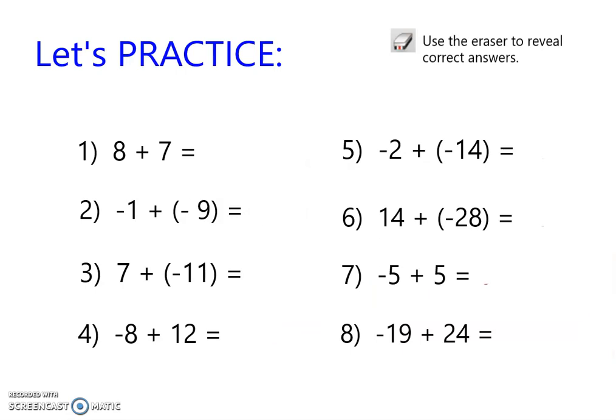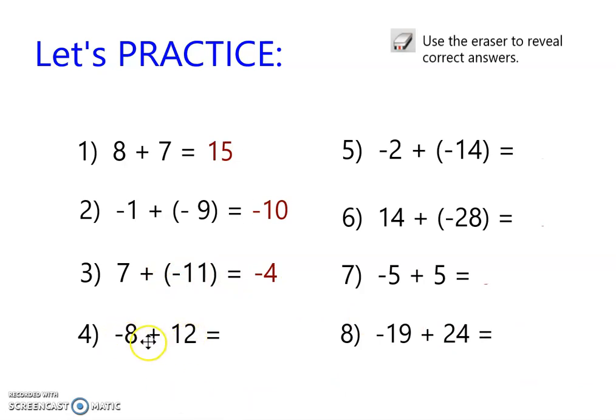Okay, let's practice. All right, so the first one, 8 plus 7. That's easy, right? That's two positive numbers. Let's add them up, 15. Number 2, two negatives, so we're going to add them up. 1 plus 9 is 10, and keep the negative. Number 3, I have two different signs, so I have to subtract, so it's 11 minus 7 is 4. Which one's bigger, 7 or 11? The 11 has a negative by it, so it's negative 4.